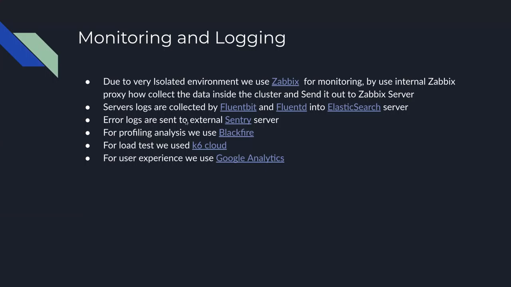Just for the error logs, we use the Sentry.io service, which helps us find only errors and find them really quickly. And we use Elastic only for more investigation if we cannot understand what we need from Sentry. For profiling analysis, we use Blackfire.